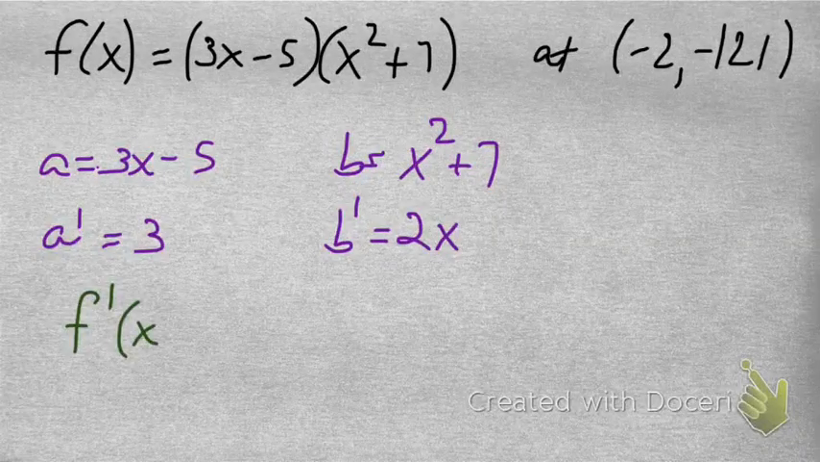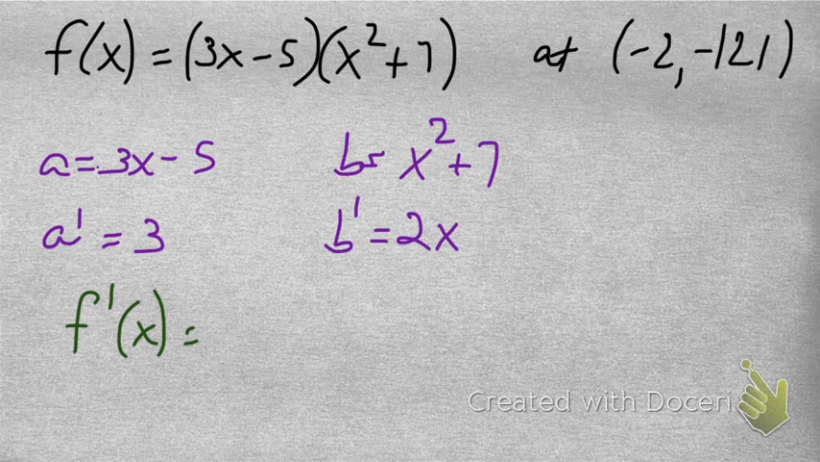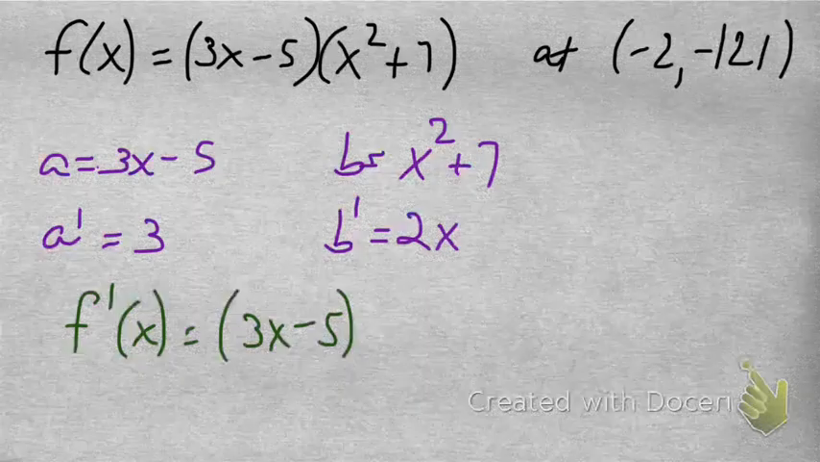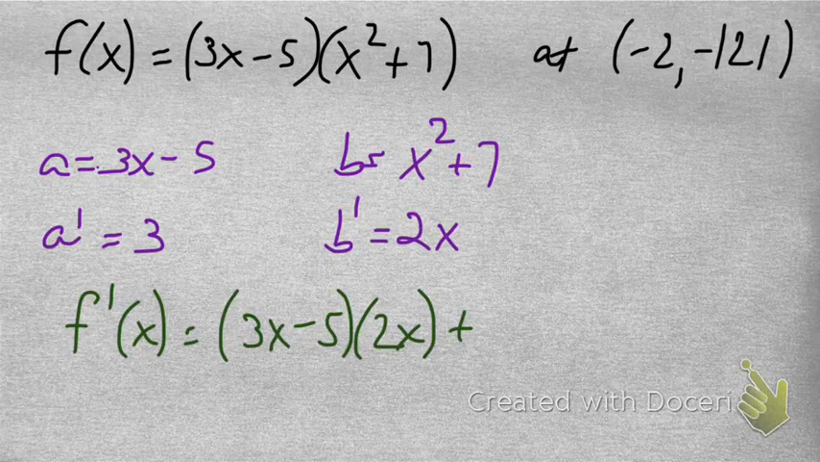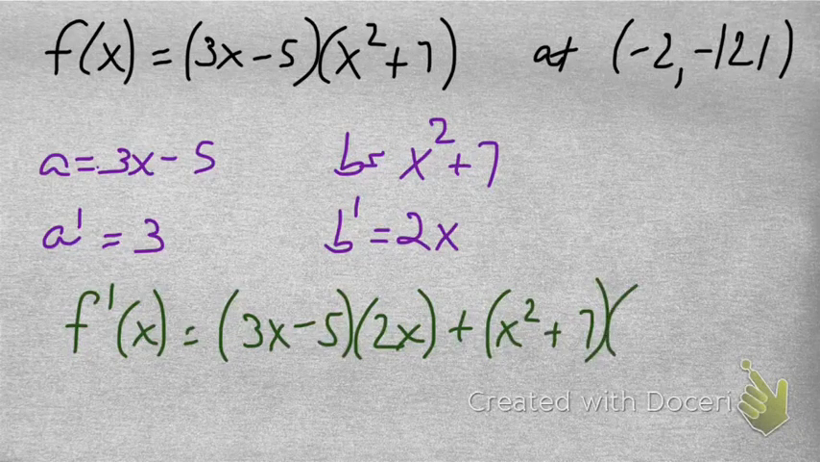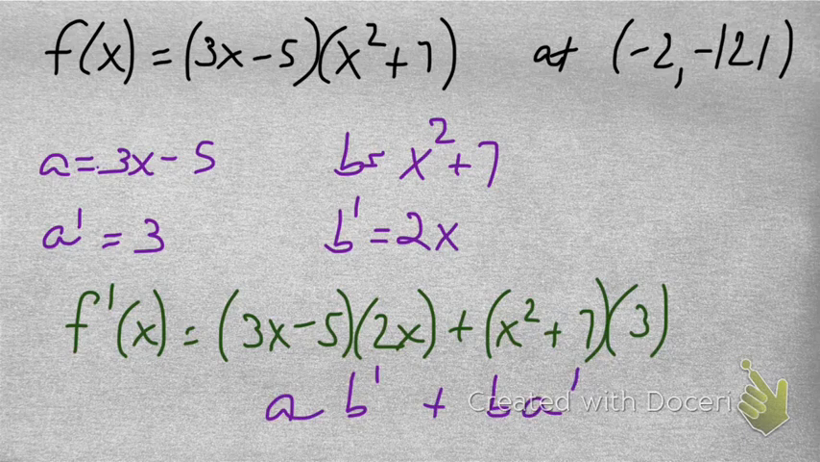The derivative of the function is going to be the factor A, leave it as it is, times the derivative of B. Add to that the factor B as it is, times the derivative of A. We can clean this up. We'll go ahead and distribute.